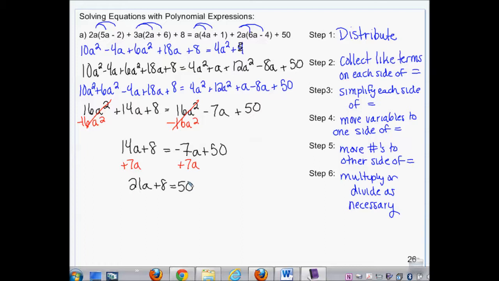Now this 8 has to go to the other side now. We had choices up until this point, now we don't have any more choices. So 21a equals 42. And then we multiply or divide as necessary. They're multiplying, so we're going to divide. And a equals 2.